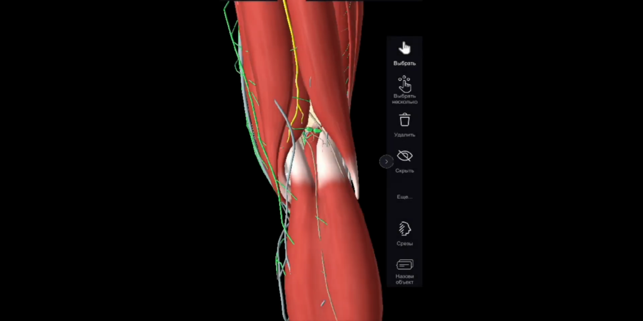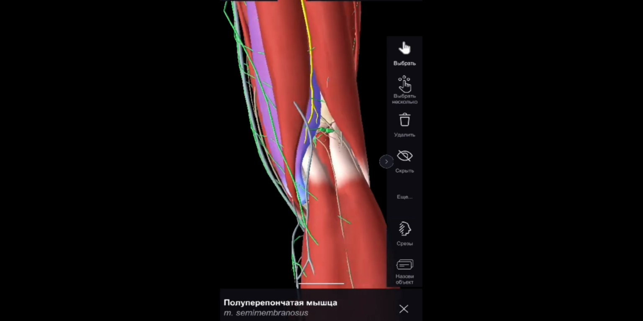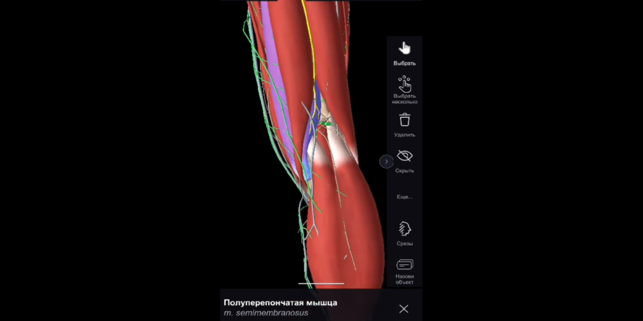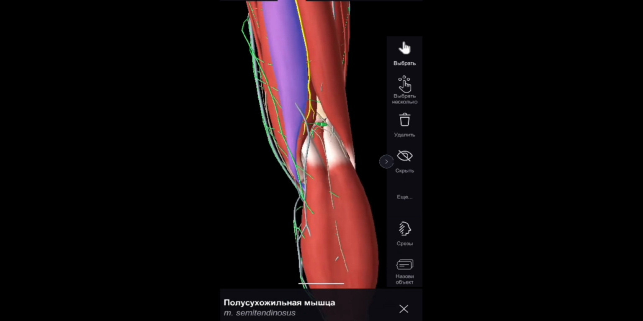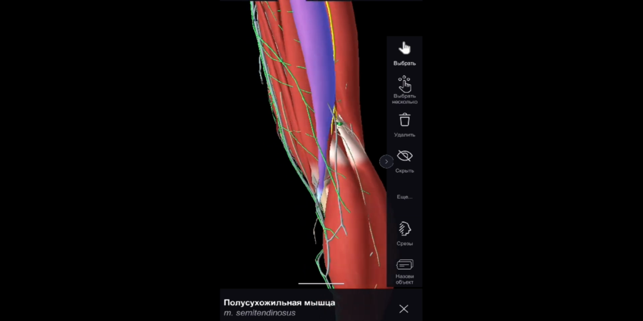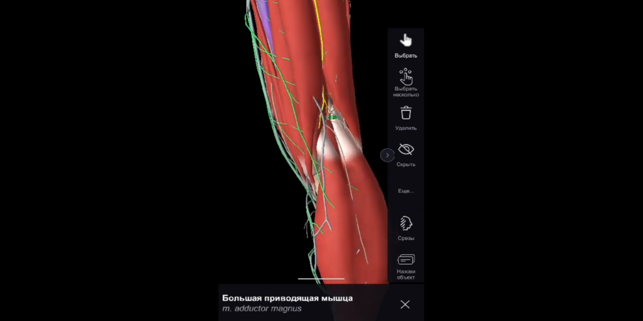First, superior medially, we have the semimembranosus muscle. It starts from the ischial tuberosity of the inferior pelvis and ends in the distal part of the popliteal fossa. Now we have the semitendinosus muscle. It also starts from the ischial tuberosity and ends on the medial surface. Then it is supplemented by the gracilis muscle, sartorius muscle, and also the adductor magnus muscle.